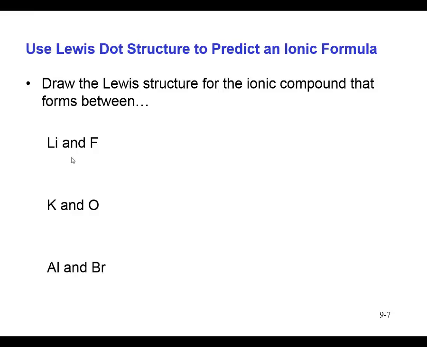Their electrons are not shared, so I just show the dots for those valence electrons on the atoms they're located on and the ions themselves. So be very careful. No lines for ionic compounds.